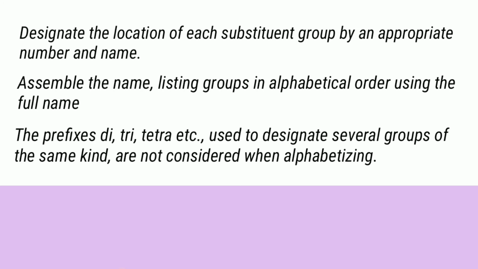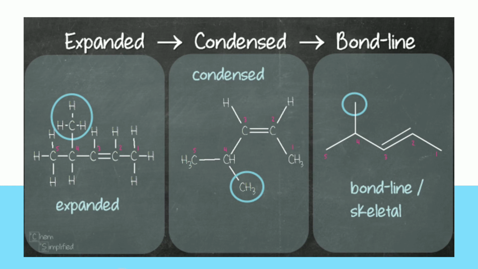Step number 6. The prefixes di, tri, tetra, etc., used to designate several groups of the same kind are not considered when alphabetizing. Here are the 3 structures. First, we have expanded structure or expanded formula, condensed structure, and bond line, also known as skeletal structure.